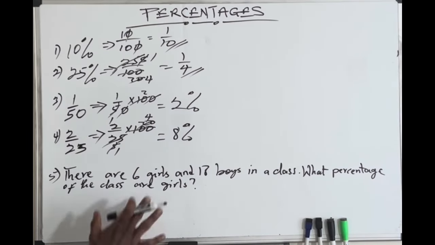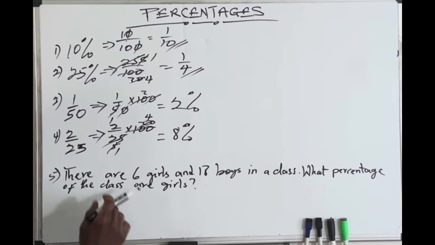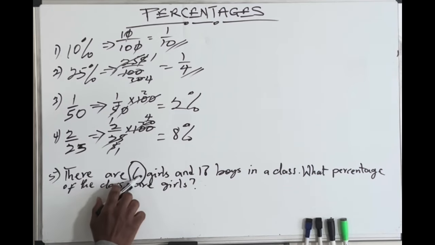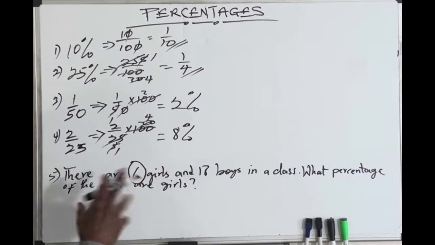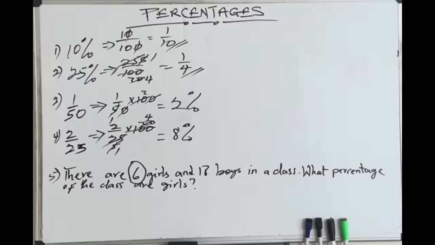Okay, so there are 6 girls and 18 boys in the class. What percentage of the class are girls? Okay, we want the percentage of girls. But first of all, we have to add 6 and then 18 together, number of the whole class. Okay, all right, so 18 plus 6 will give us what? Use the calculator quickly. 18 plus 6 will give us 24.